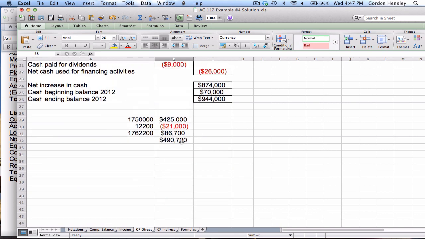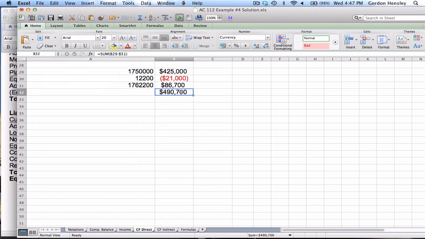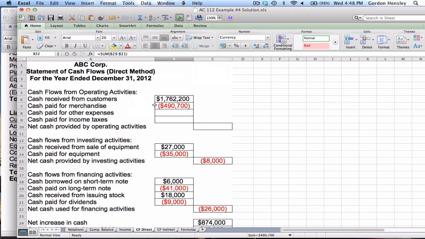See, there's a big difference between doing a calculation to get a number and the way that number is presented on the statement. We calculated that the actual cash that was paid for merchandise is $490,700, but on the statement of cash flows, it's an outflow of cash. Notice any of these titles that say cash paid, notice that the number is negative. So you always look for that.